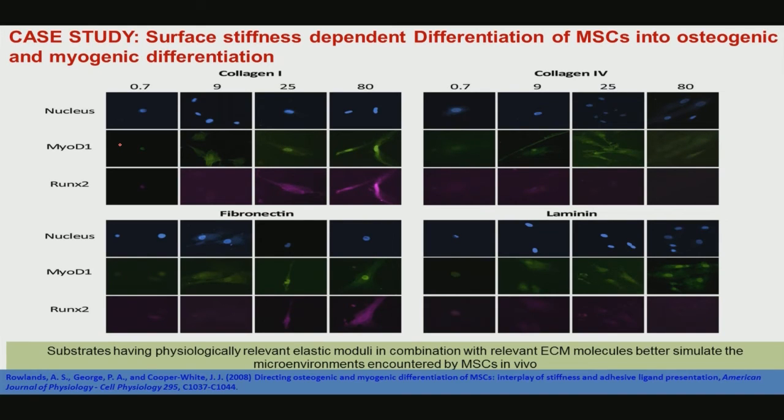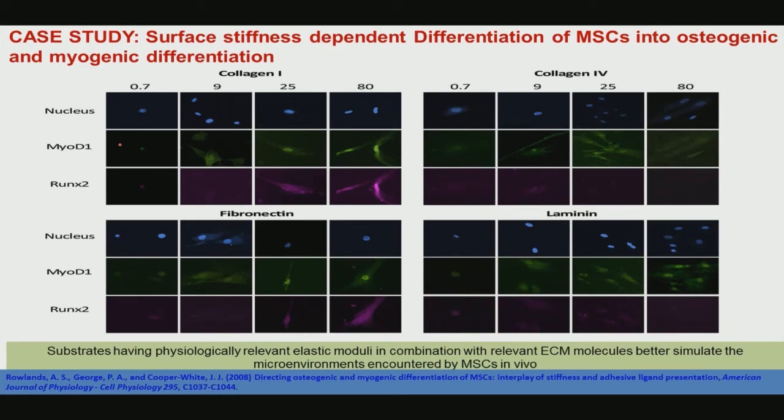Okay. This is another paper, and some of the selected results are taken. This is from Rowlands et al. So, these are the three authors, Rowlands, George and Cooper White. This was published in the American Journal of Physiology, Cell Physiology. This was published in 2008, quite a few years back. Now, what it shows here is that these human mesenchymal stem cells were grown on collagen type 1 coated substrate, collagen type 4, fibronectin and laminin coated substrates.